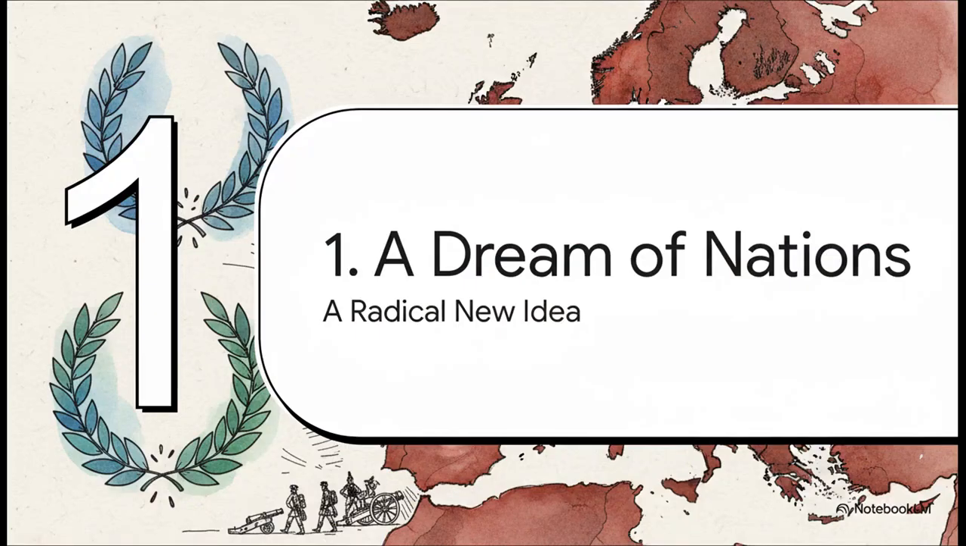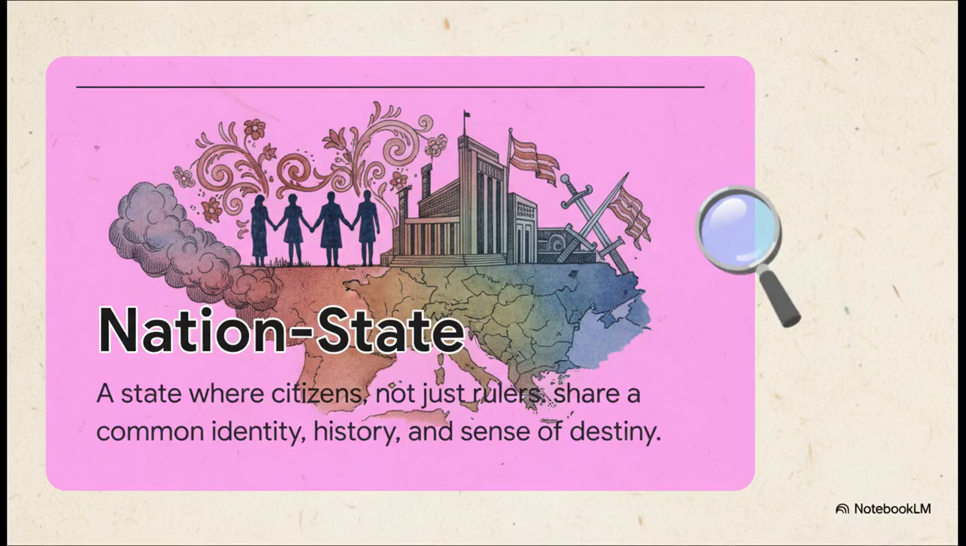You see, Soryu's print wasn't just a pretty picture. It was basically a snapshot of this radical new idea that was taking hold all across Europe. For the very first time, people were starting to imagine the world not just as a random collection of kingdoms, but as a family of nations. And this way of thinking led to a brand new concept, the nation-state.